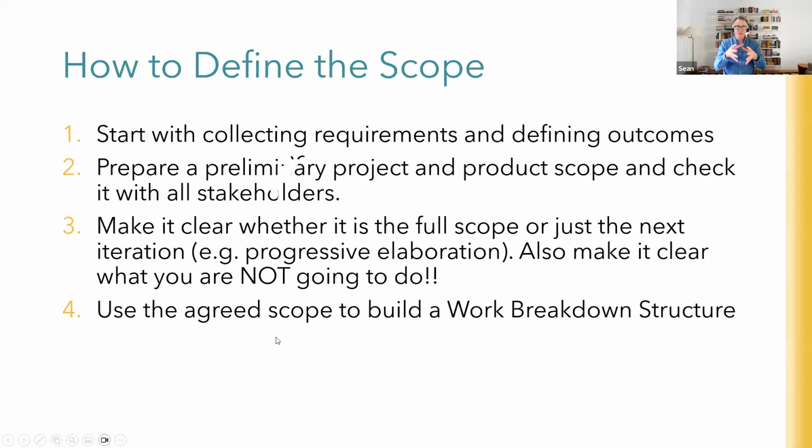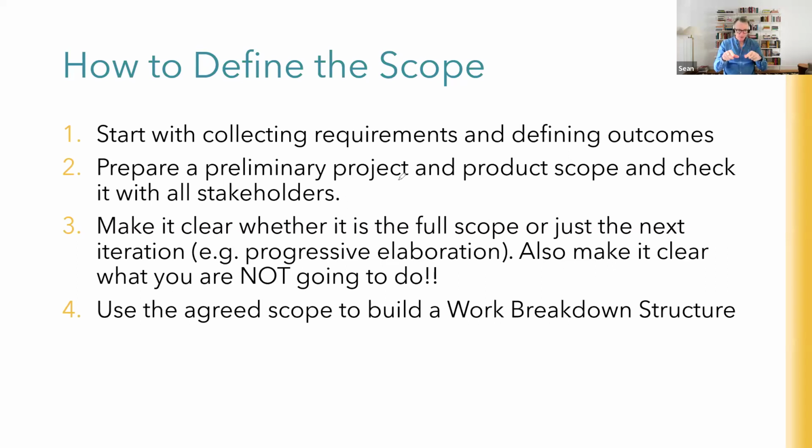So how do we define the scope? Nice, easy, simple steps. And again, this is all high level stuff. You start by collecting the requirements, and I'll show you some of the tips there. Go out and ask people, or ask the client, ask the users what their requirements are, and define the expected outcomes from that. You then put together a preliminary project and product scope statement and check it with all the stakeholders. Now, the word preliminary is really important here because defining the scope is generally an iterative process.